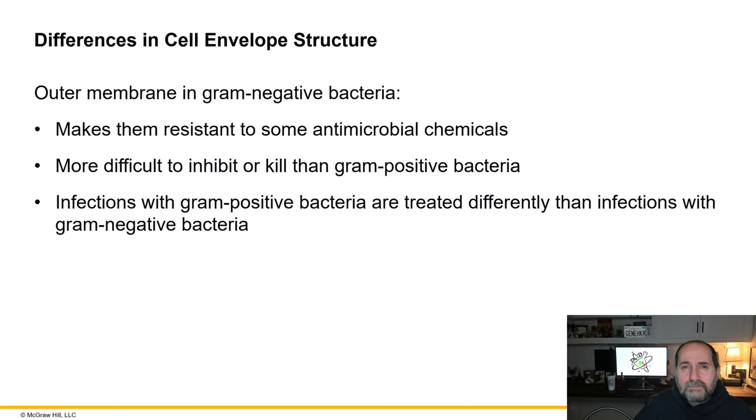So what do we have to keep in mind when we're thinking about gram-positive versus gram-negative bacterium? The outer membrane in gram-negative bacterium makes them more resistant to certain antibiotics or antimicrobial chemicals. Gram-negative bacteria are more difficult to inhibit or kill than gram-positive bacteria. Gram-positive bacteria tend to be a little easier to treat, easier to kill off if they cause an infection. Infections with gram-positive bacteria are treated differently than infections with gram-negative bacteria. So it's important to determine whether your infection is caused by a gram-positive or gram-negative bacteria, because the treatment options are different and the best course of treatment may be different.